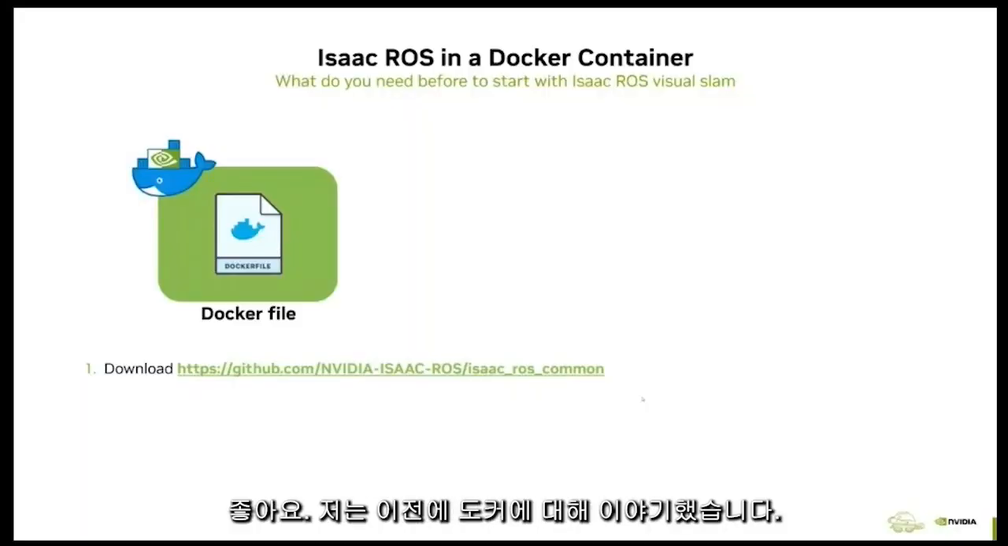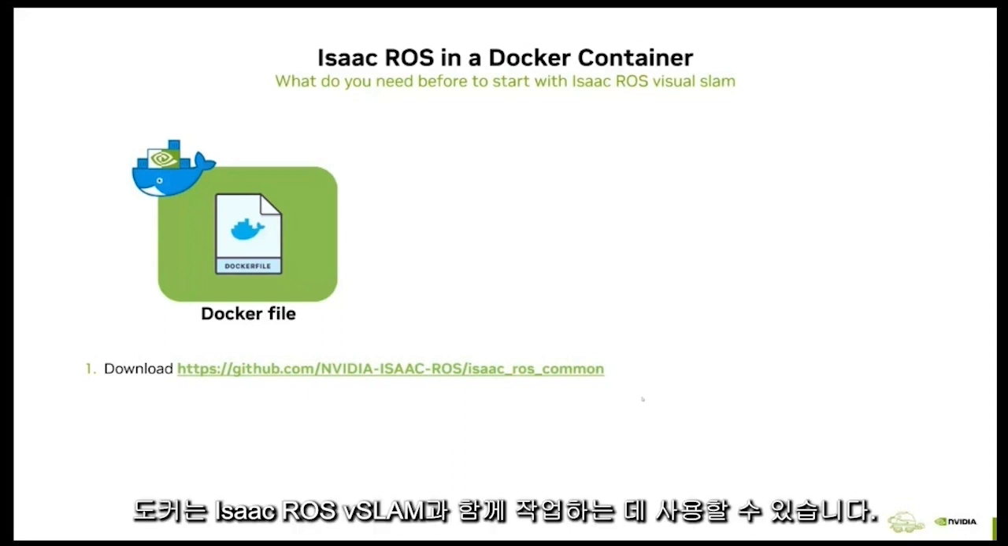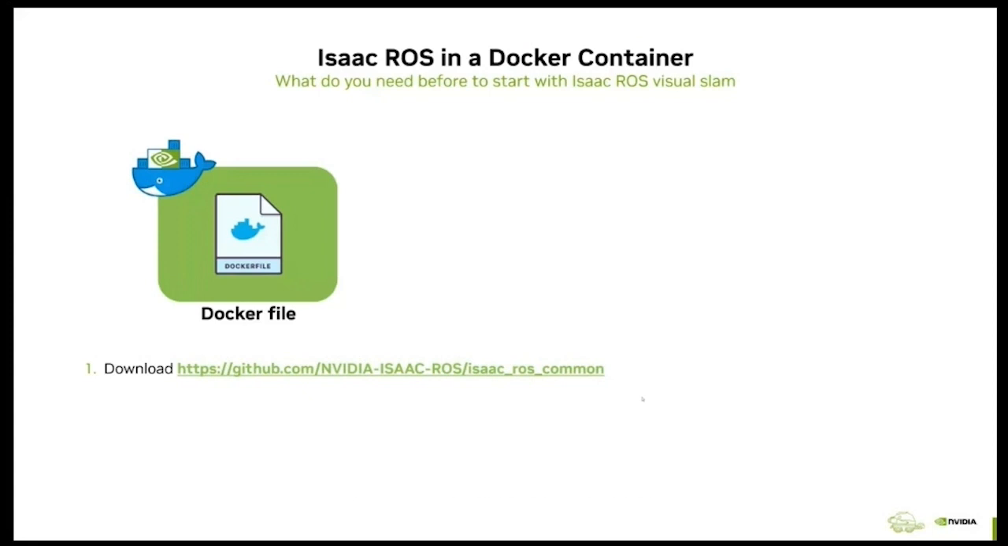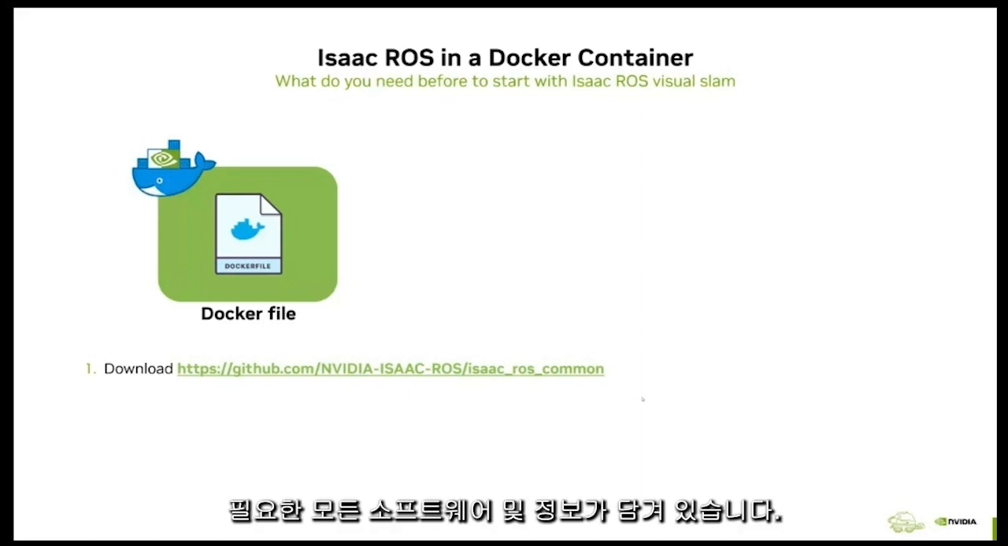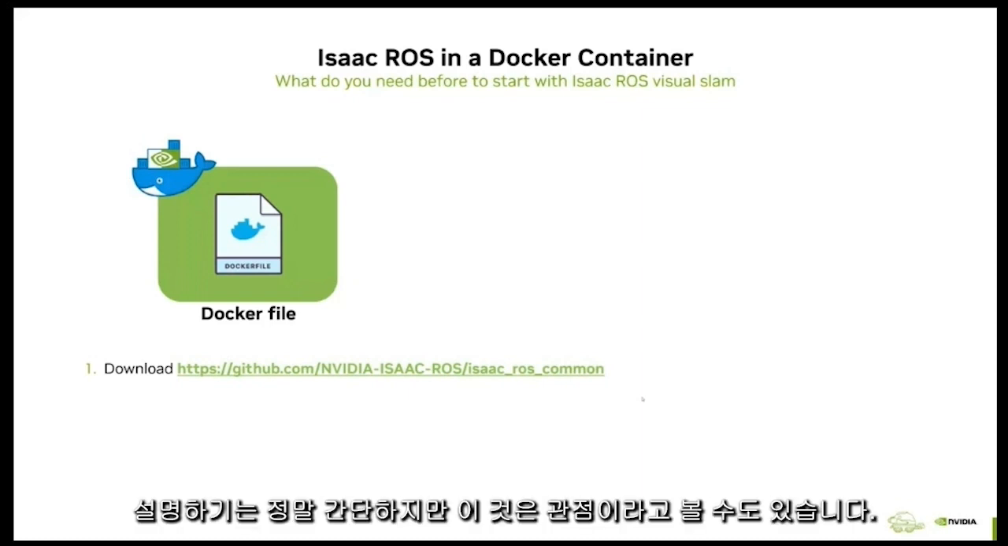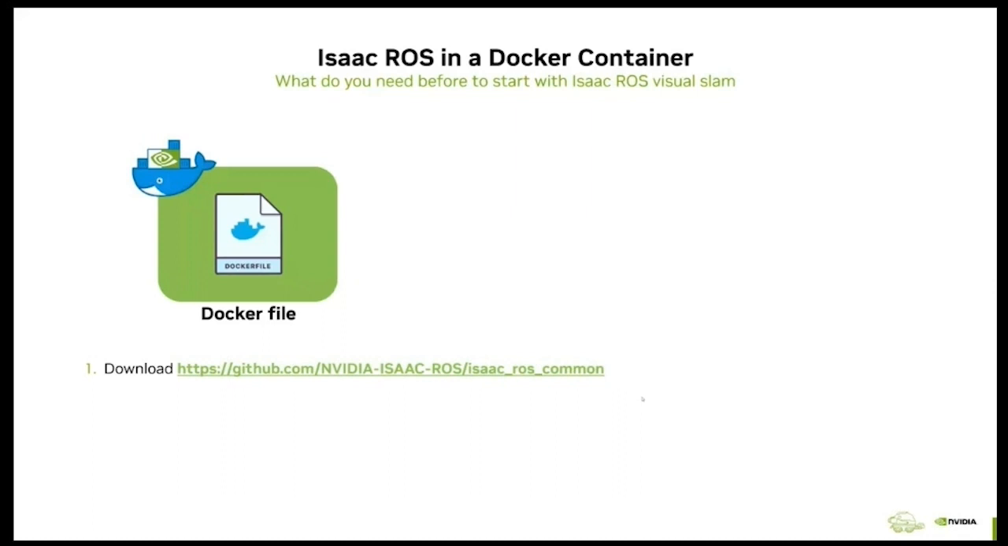Okay, I was speaking before about Docker. This is something that you can use right now to work with Isaac-ROS VisualSlam. If you know about Docker, there is a Dockerfile. In a Dockerfile, you set up the environment, all the software needed, all the information you need to work with a specific software. It's like a bash script with a list of install files. Really simple to explain, but more or less this is the view.